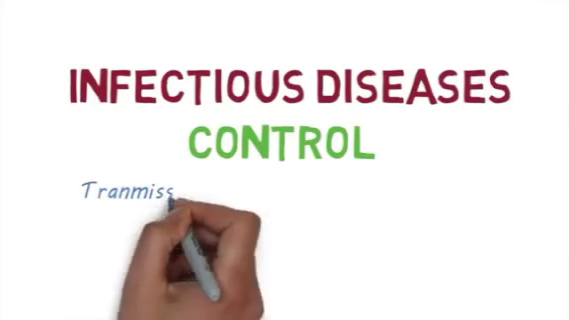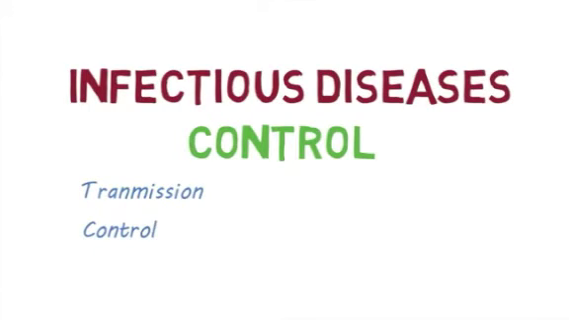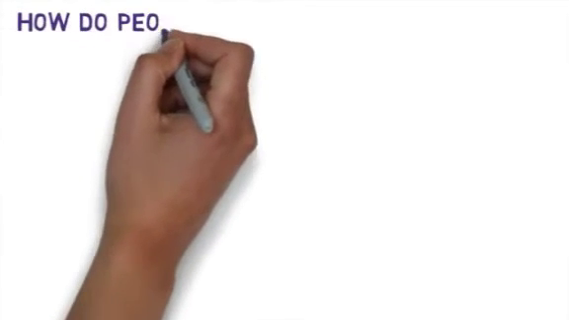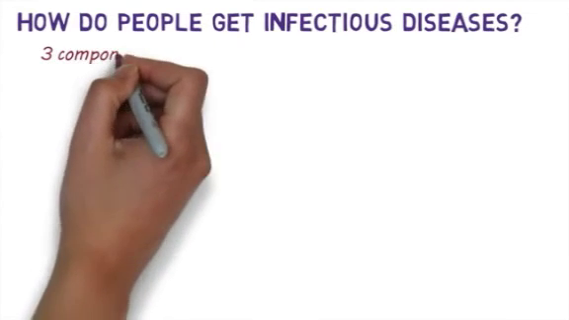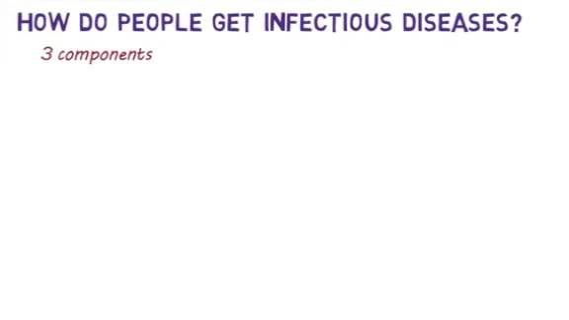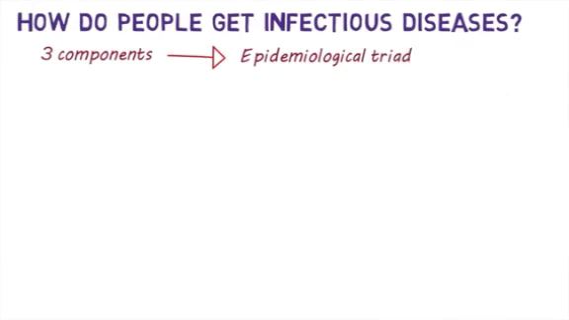We're going to have a look at how infectious diseases are transmitted and a few different ways to control their spread. First, let's have a look at how people can get infected with these diseases. In general, there are three main components that need to interact with each other for an infectious disease to occur. This model of infectious diseases causation is called an epidemiological triad.